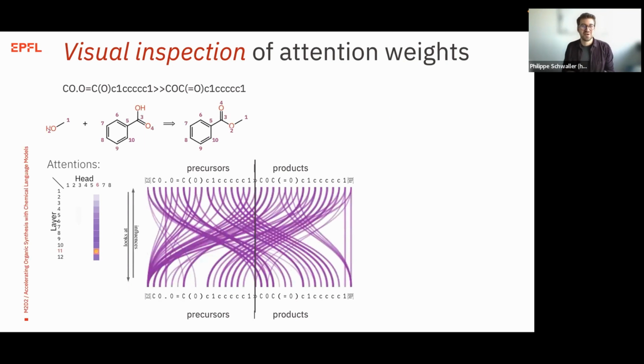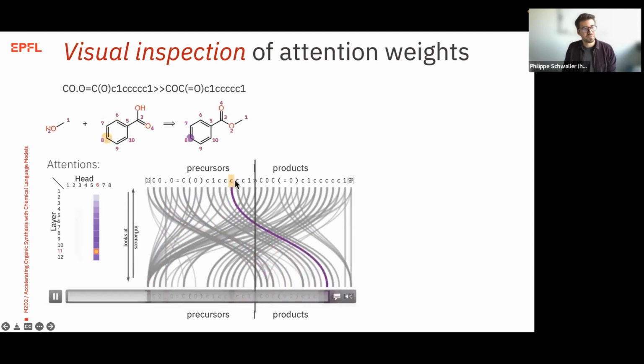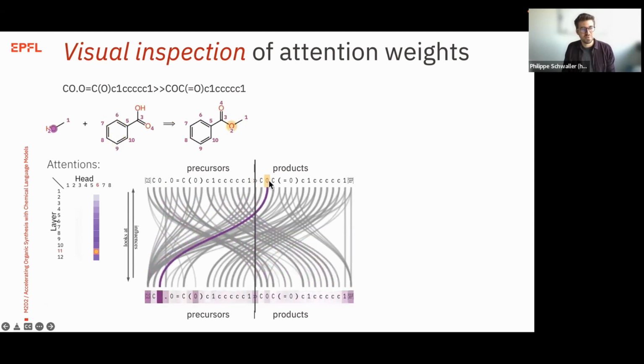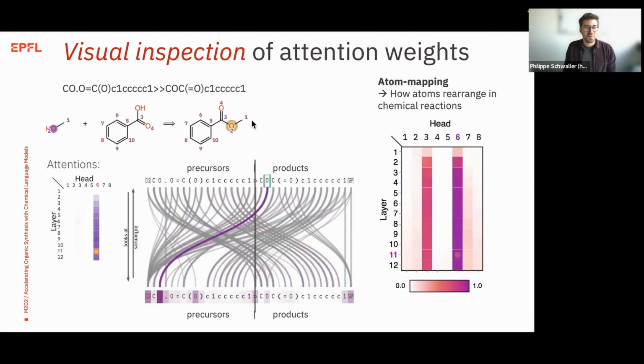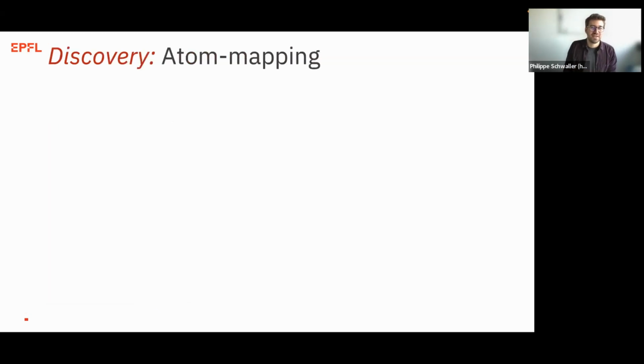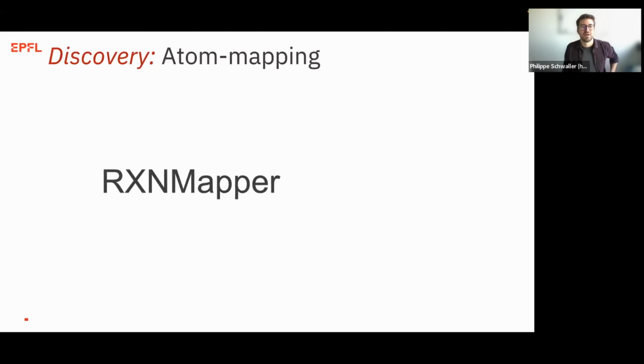And we were going layer by layer, head by head, and trying to figure out what those models had captured. And at some point, we saw this pattern here appearing. And if you look closely, the precursor atoms mostly point towards product atoms, and the product atoms towards precursor atoms. And if you remember the beginning of my talk, this really resembles atom mapping. So how atoms rearrange during chemical reactions. And using this discovery, we built RXNMapper.